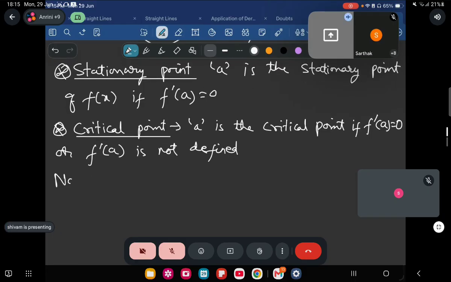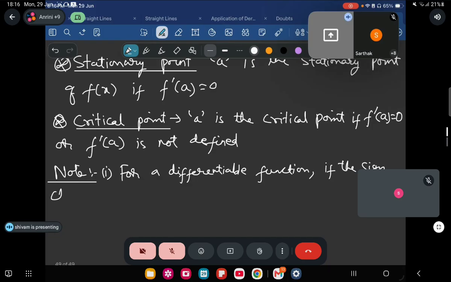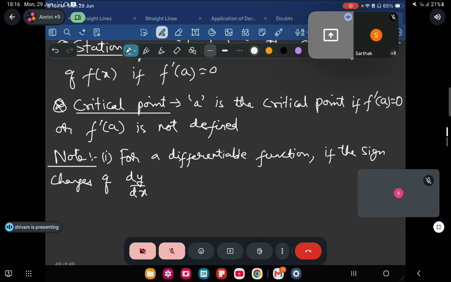Note number one, for a differentiable function, if the sign changes of dy by dx, there is a sign change of dy by dx, then y has a turning point.